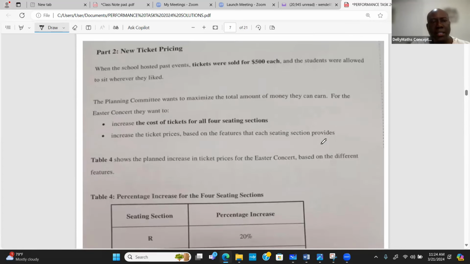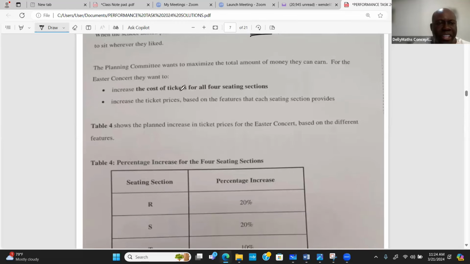Now we're thinking about tickets. When the school hosts past events, tickets were sold at 500 each, and the students would be allowed to sit wherever they like. Okay, so there is just a flat fee of 500. You go in and you sit wherever you're most comfortable, or wherever your friends are. The planning committee wants to maximize the total amount of money they can earn for this Easter concert.